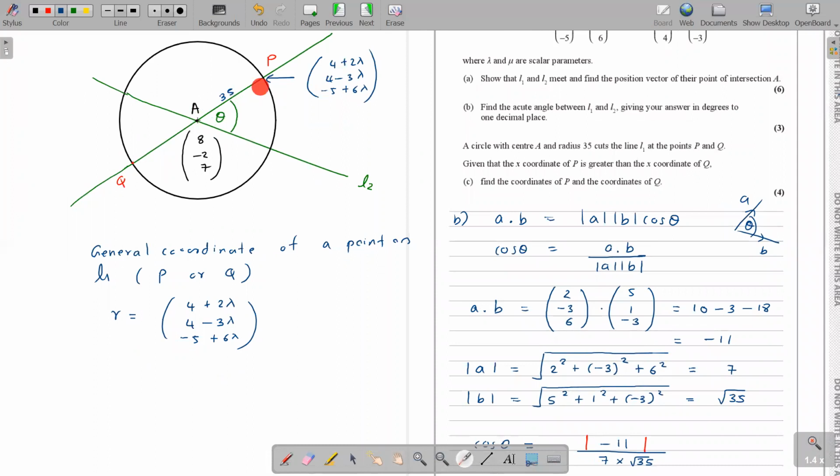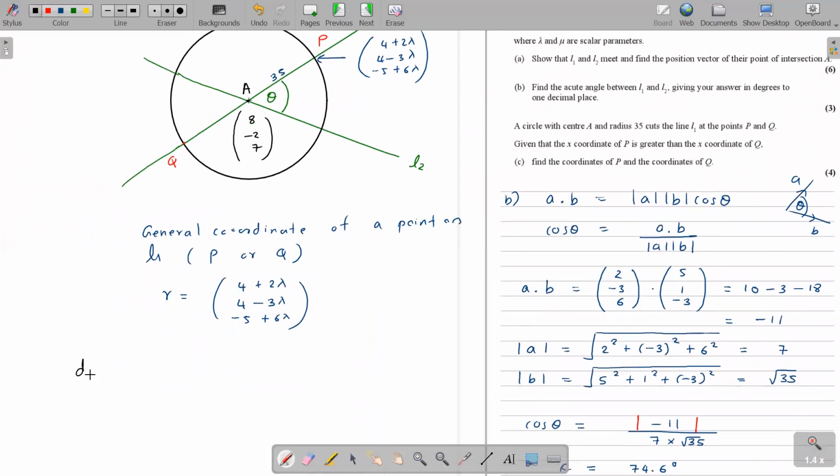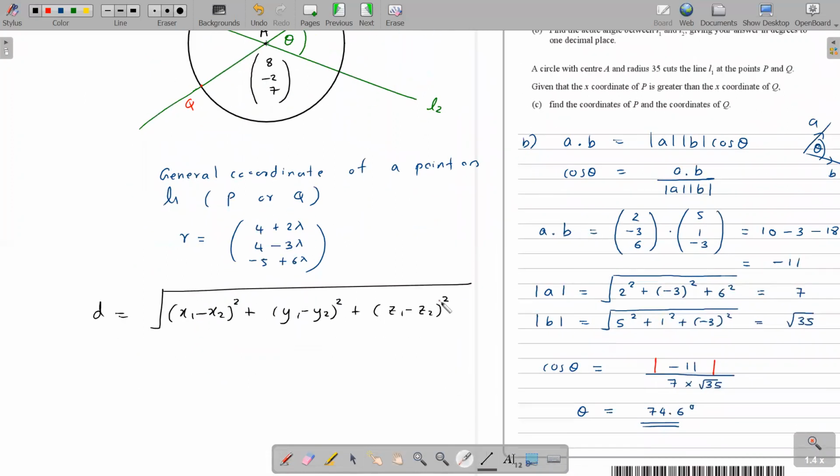We know an equation that gets us the distance between two coordinates, right? What's the equation that gives the distance between two coordinates? Distance equals the square root of (x1 minus x2) squared plus (y1 minus y2) squared plus (z1 minus z2) squared. So what I can do with the root is move it to the other side and make it D squared. Is that okay?